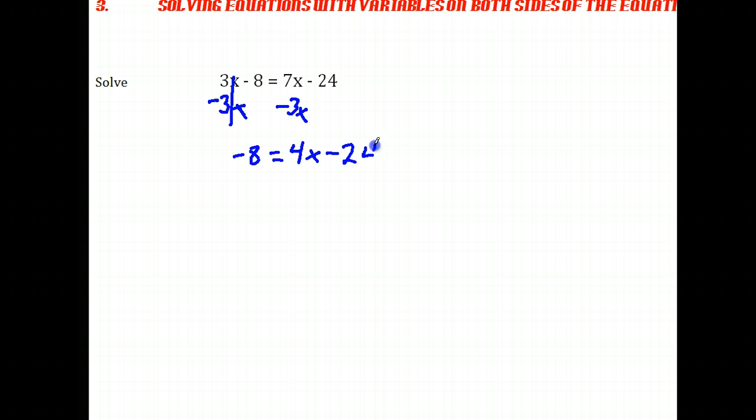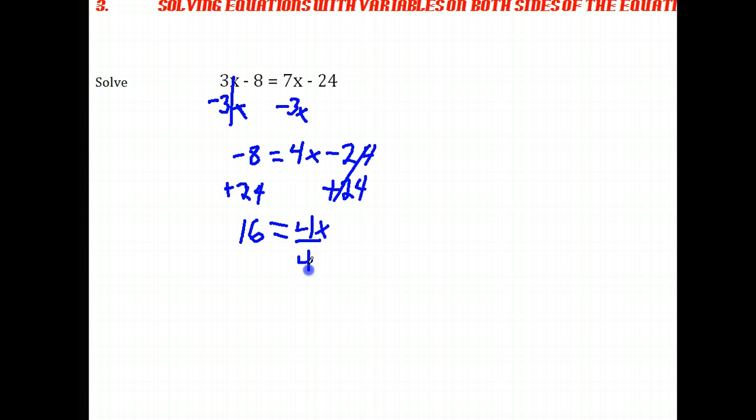And then just like in the previous two problems, once I do that initial thing, I now have a two-step equation. Minus 24, inverse operations, I'm going to add 24 to both sides. These cancel, 4x. Negative 8 plus 24 is positive 16.